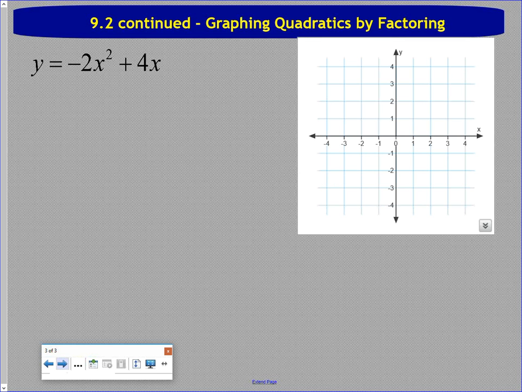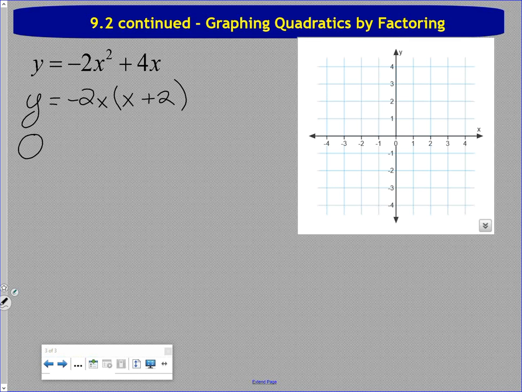Okay, last one. This one is different to factor, but the process afterwards is exactly the same. Go ahead and pause for 30 seconds and just try to factor it. Go. Okay, hopefully when you factored this, you realized we can take out a common factor of -2x, which leaves me with x plus 2.